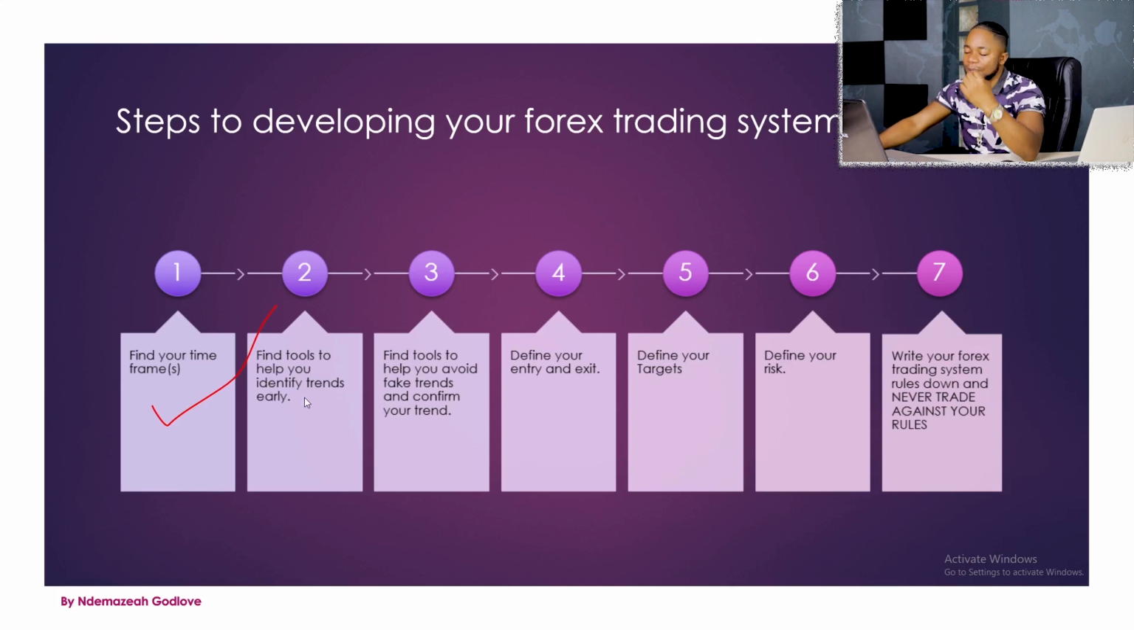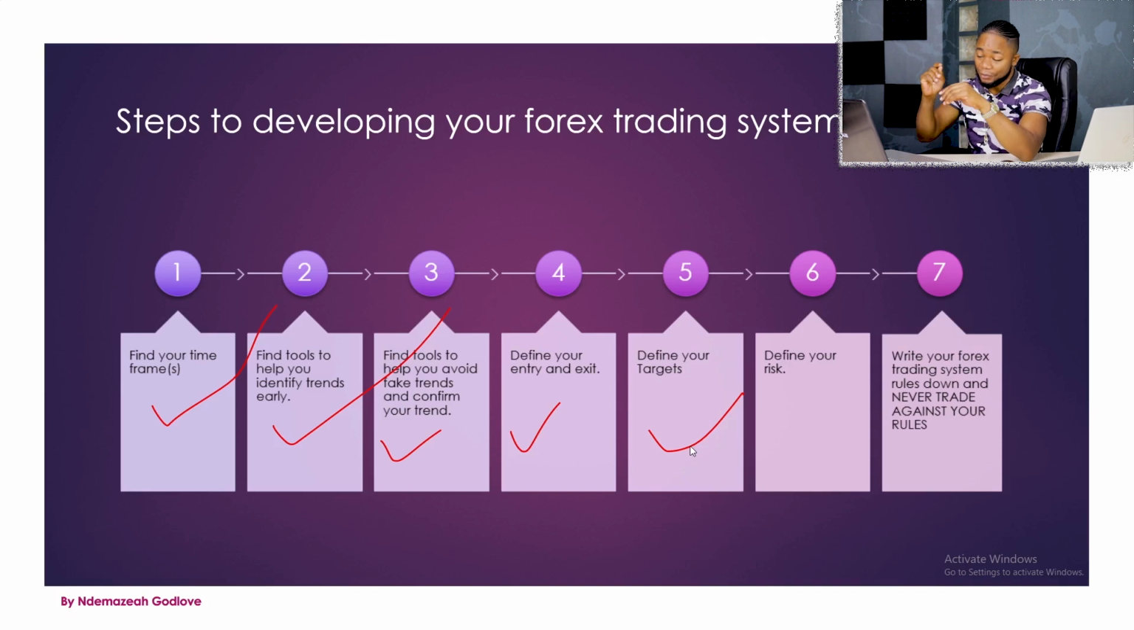Find the tools that will help you quickly identify a trend. Then find tools that will help you avoid or confirm fake trends. Then define your entries and exit. After you find tools that can help you identify your trends, you then define your entries and your exit. Then define your target, that is, already having everything planned before you press the buy or the sell button. After you've defined your target, you then define your risks.